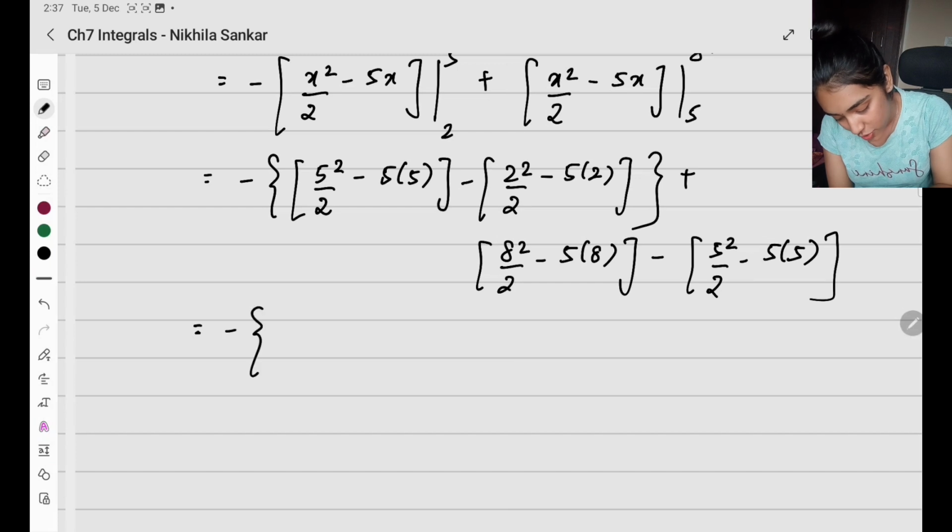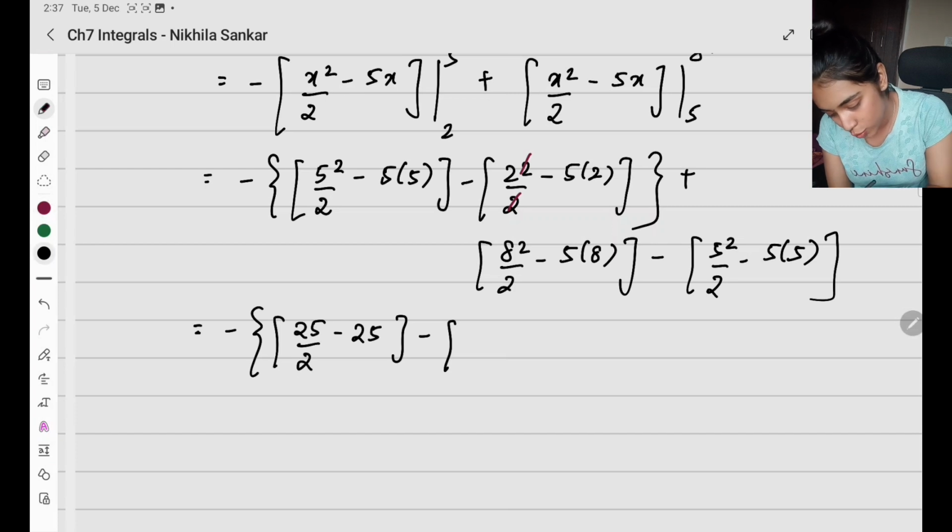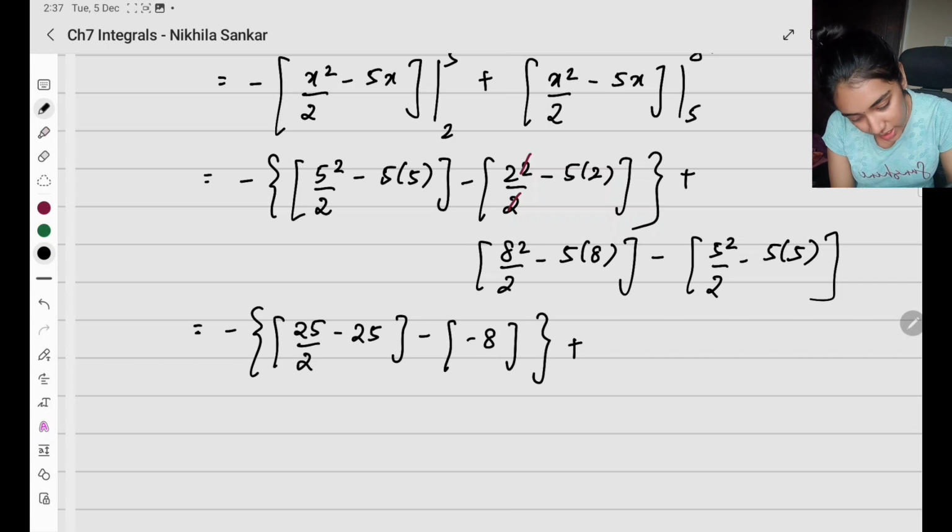Okay. So, what is there in the bracket? 5 square by 2 is going to be 25 by 2 minus 25 minus 2 square by 2. So, one 2 will cancel. So, I have 2 minus 10, which is going to be minus 8. This is my first bracket. Plus, when I open this, I have, this gets cancelled.